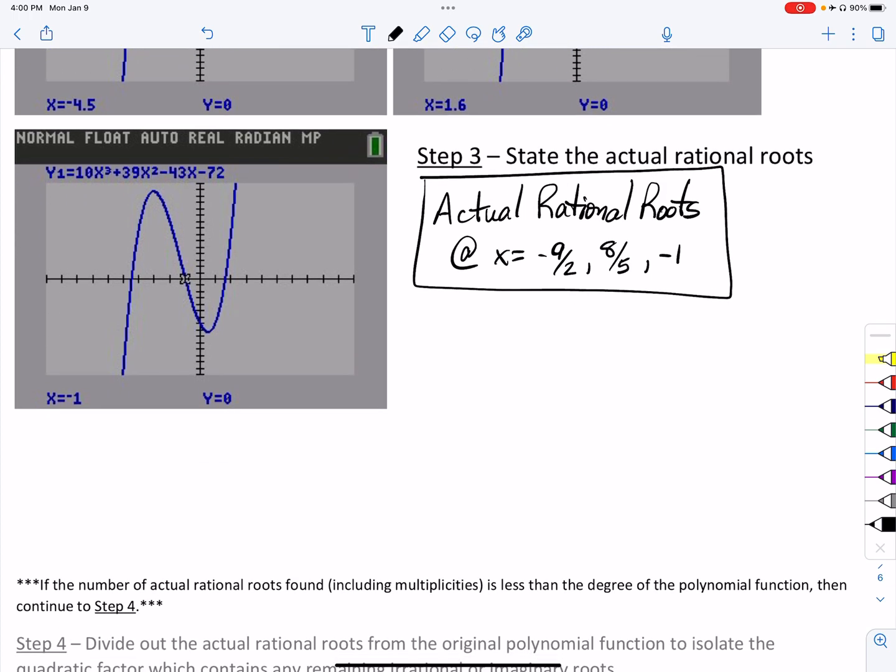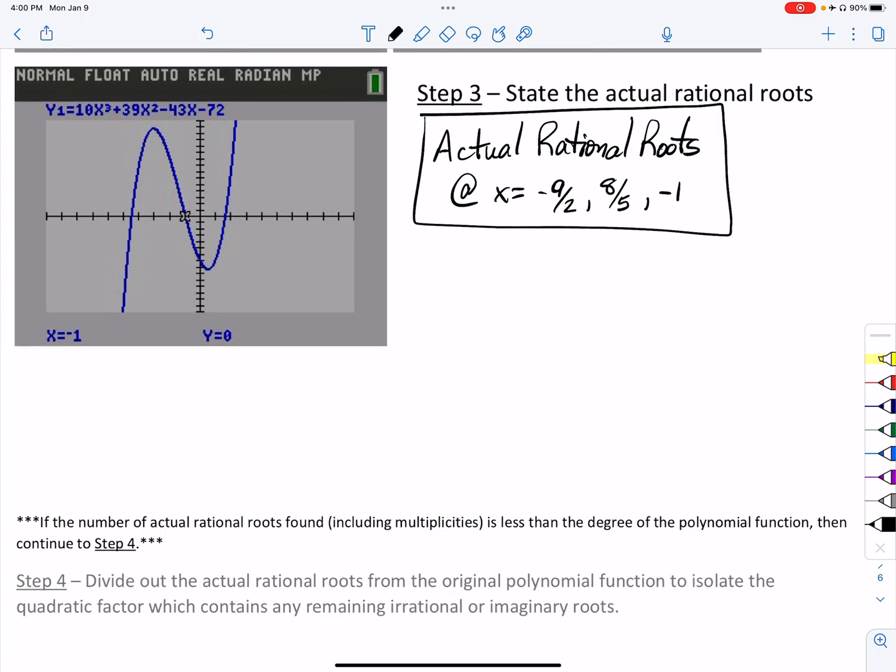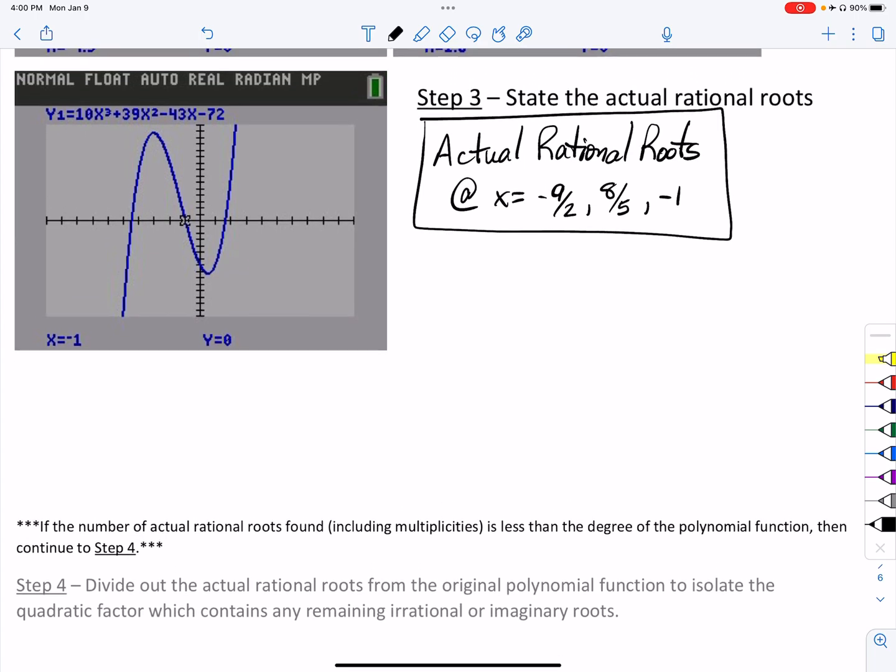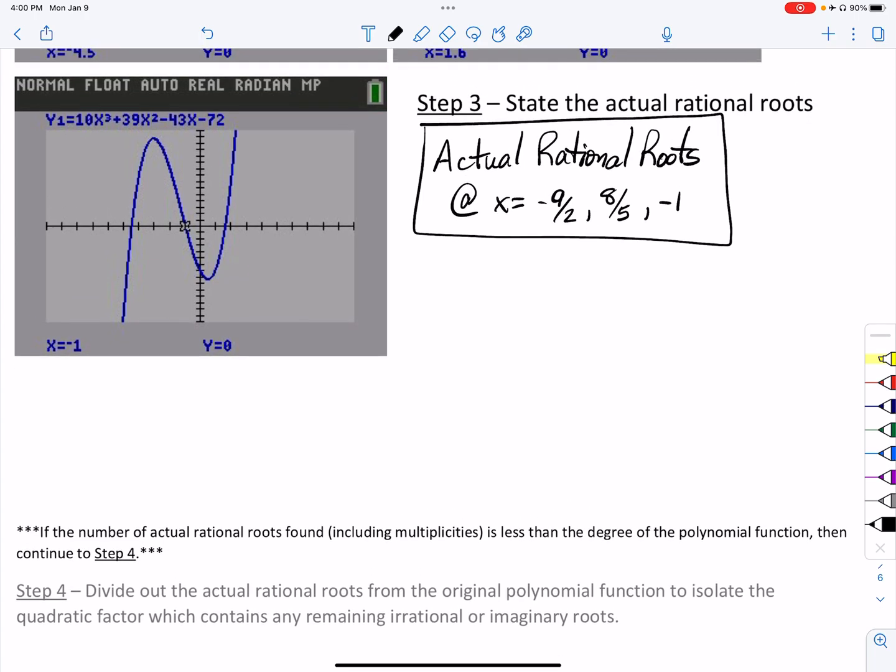The other thing I want to point out, and this is just a teaser for the next video, is this was a cubic function to begin with. Remember that? It was a 10x cubed, and a bunch of other terms. So back to the fundamental theorem of algebra. If we have a degree 3, we will have at most 3 unique zeros, or 3 zeros if you count multiplicity. And here they all happen to be rational. So our search is over.